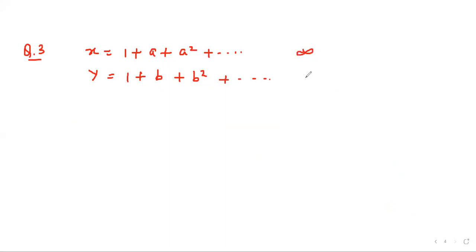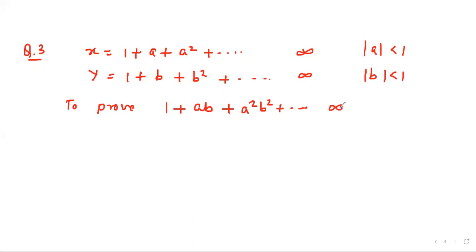Let's consider the next question. Question number 3. We are given x equal to 1 plus a square till infinity and y equal to 1 plus b square till infinity, and modulus a is less than 1, modulus b is also less than 1. So we have to show that 1 plus ab plus a square b square till infinity is equal to xy divided by x plus y minus 1.